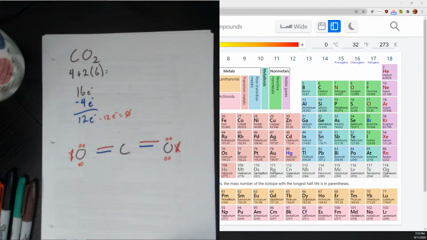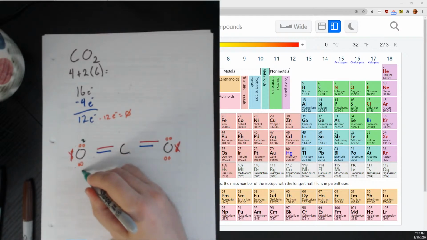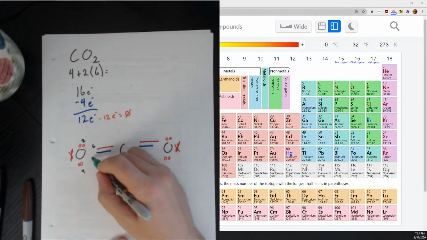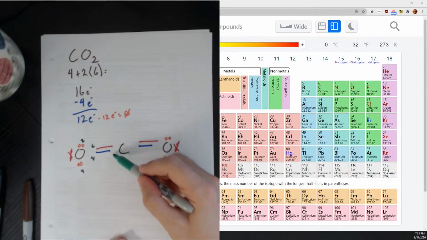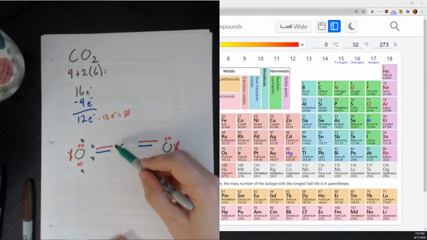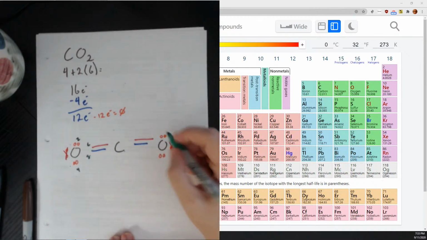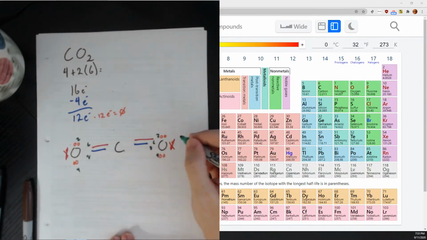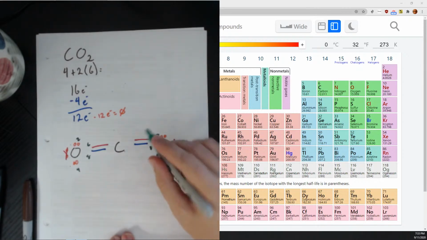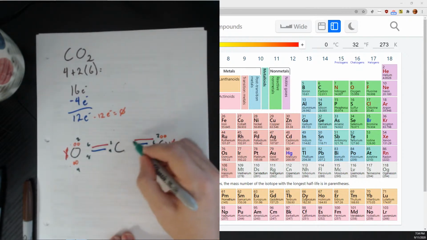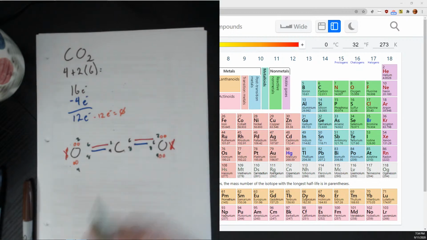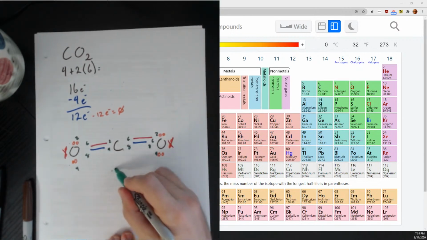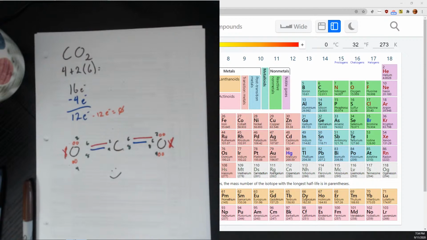Okay. So now each oxygen looks around itself, and each oxygen is still going to see 8 electrons. So 2, 4, 6, 8. So each of these lines represents a bond, and each bond represents 2 electrons. Likewise, this oxygen sees 2, 4, 6, 8 total electrons, and carbon likewise, 2, 4, 6, 8. Everyone has a stable octet. Everyone is happy.